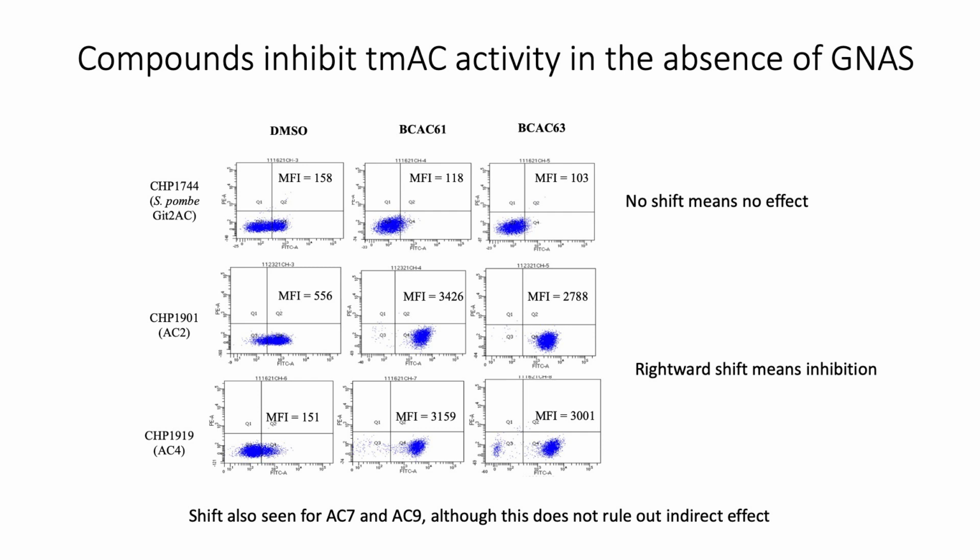The next 2 sets of panels have either adenylyl cyclase 2 or 4, and in both cases, you see a rightward shift indicating that the compounds are inhibiting cyclic AMP production. Whether it's direct or not, we still can't conclude, but it's not that you need GNAS present to see the impact. And we've also seen this with strains that express cyclases 7 and 9.